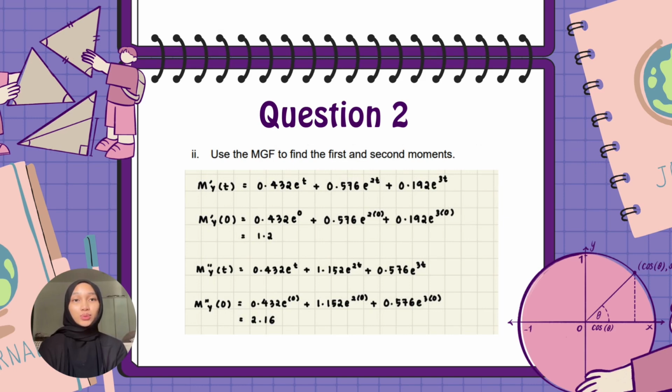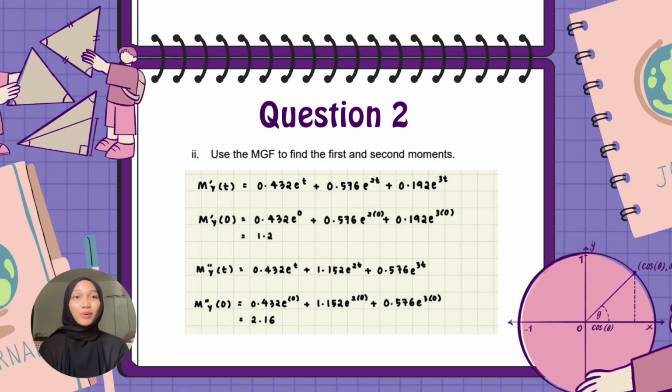So next, for question 2b part 2, use the MGF to find the first and second moments. We know that the first moment is the first derivative of the MGF. So we differentiate the MGF first and we get 0.432 e to the power of t plus 0.576 e to the power of 2t plus 0.192 e to the power of 3t. And that is not the final answer. We need to substitute the value of t with 0. So the final answer we get for the first moment is 1.2.